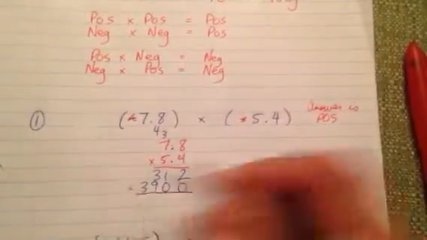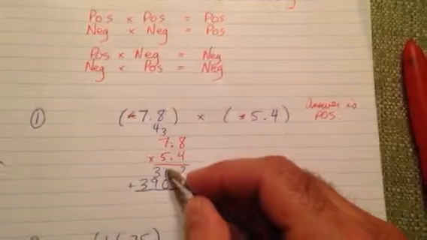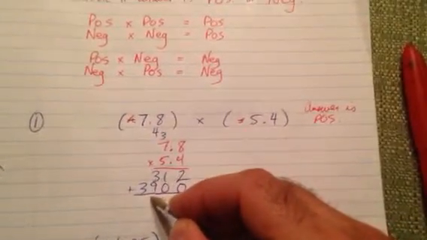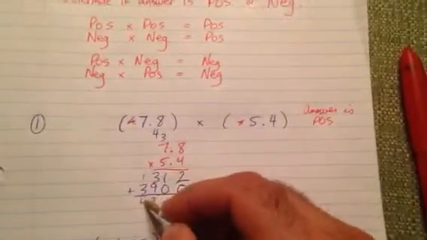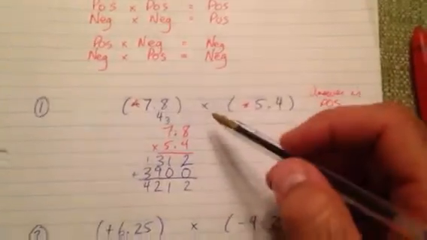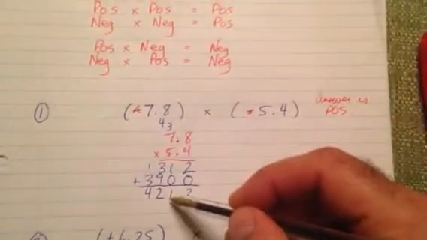Now you add these 2 rows of numbers. That's a 2, 1 plus 0, 1. That's 12, carry a 1. And that's 4. Now we have to put a decimal into the answer.